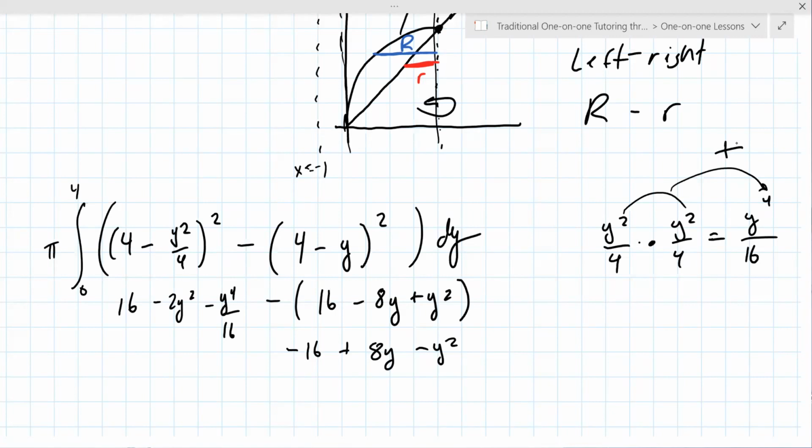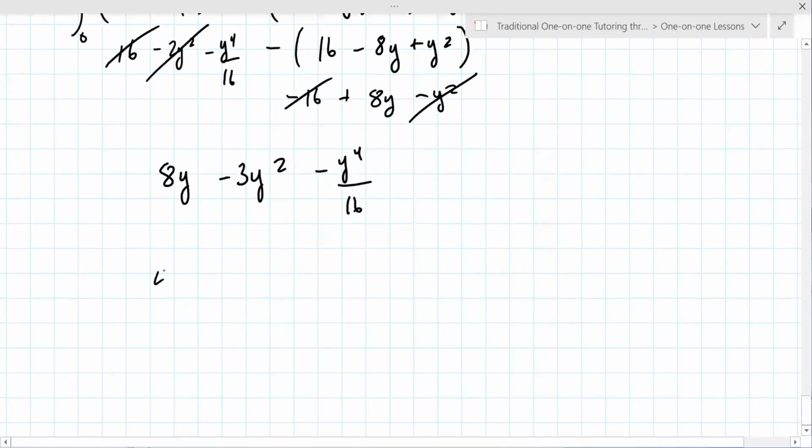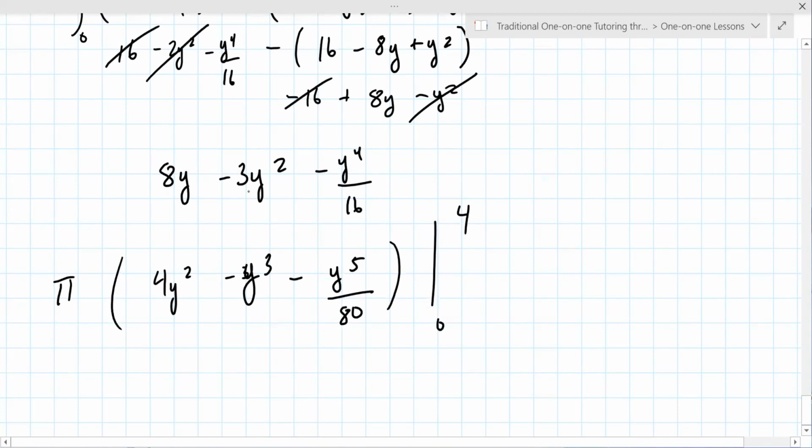So then you got to combine them. The 16s cancel, the 8y stays, the 2y squared minus y squared becomes minus 3y squared. And then the y to the 4th over 16. That turns into 4y squared minus... How does it become y to the 3rd? Oh, it's y cubed over... yes, and then they cancel. Yeah, okay.